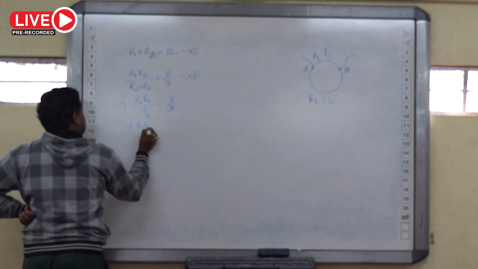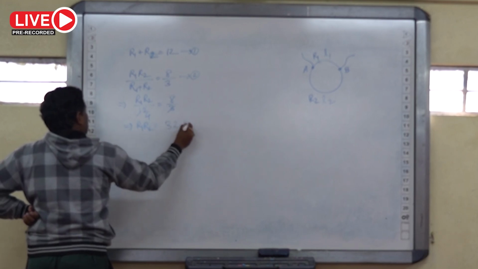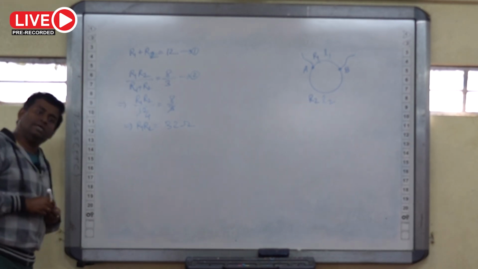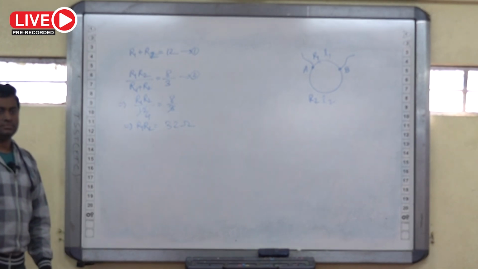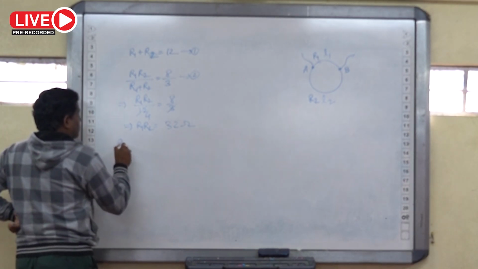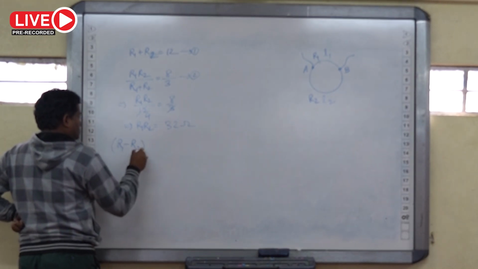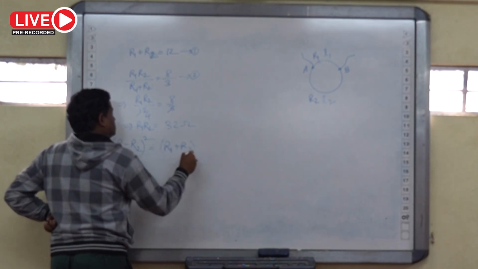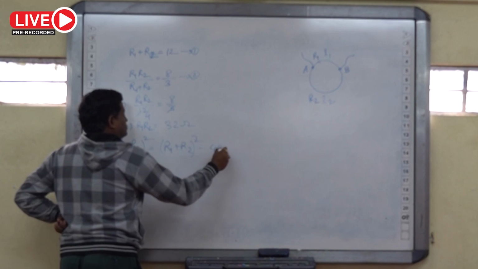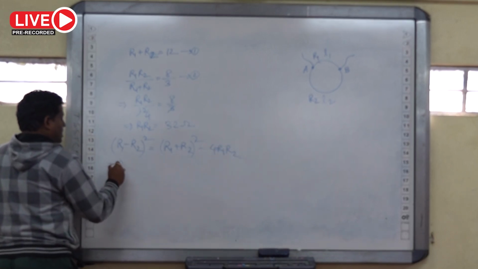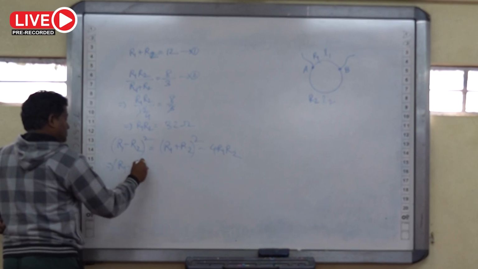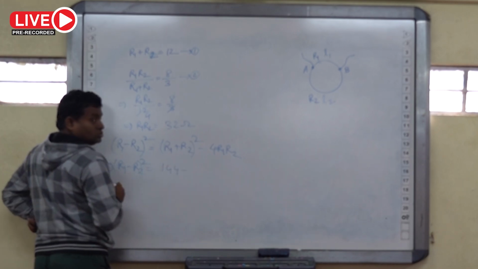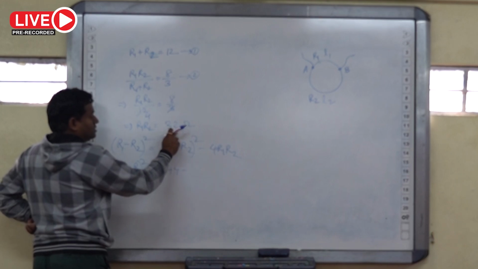So R1 R2, this product is 32 ohm. So from this equation and this equation, now find R1 and R2 individually. That is, R1 minus R2 whole square equals R1 plus R2 whole square minus 4 R1 R2. So it will be R1 minus R2 whole square equals 12 square, means 144, minus 4 into this one.